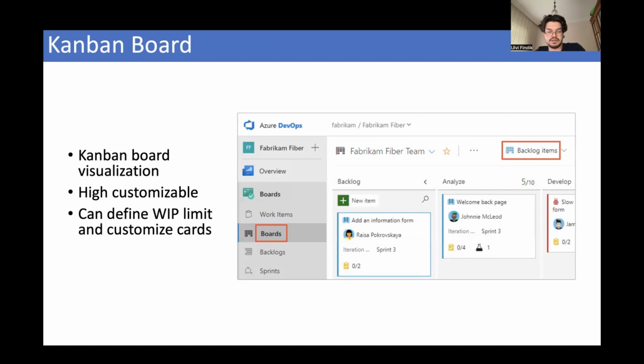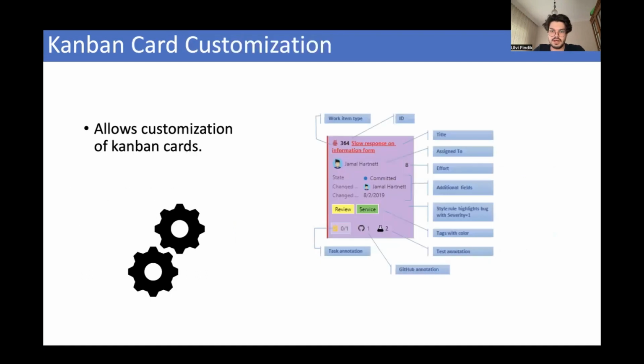So it is highly customizable. You can define work in progress limits. You can customize your Kanban cards. You will see that it is very highly customizable. As you can see on the right hand side, all of those fields can be removed or added. So your Kanban card doesn't have to be that crowded. You can quite simplify it.